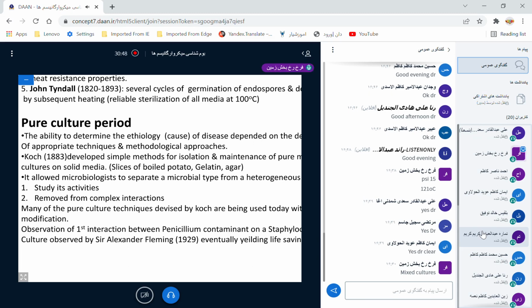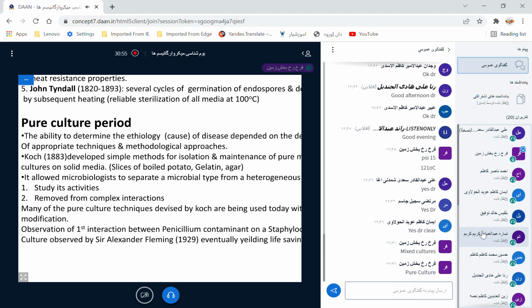Mixed culture and pure culture. Pure culture means in one medium there is only one microbe, one specific microbe. For example, in nutrient agar you have only Escherichia coli, or in one tube you have only Klebsiella pneumoniae.